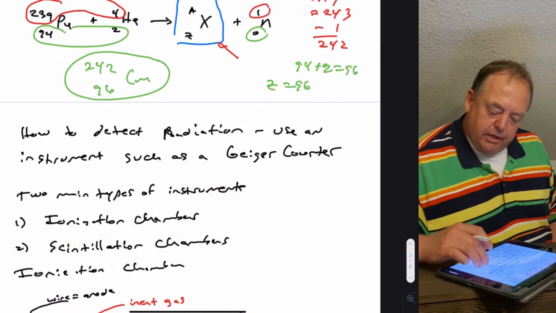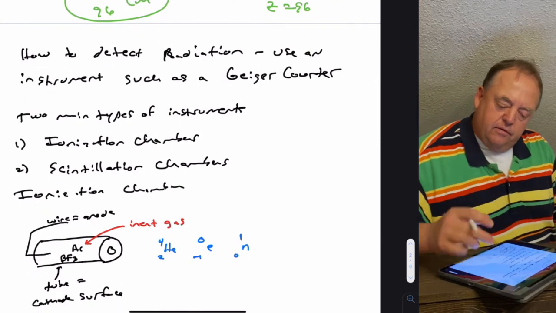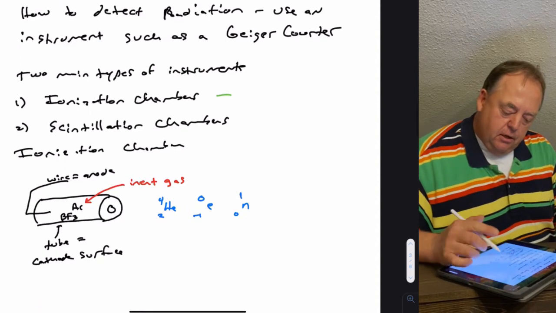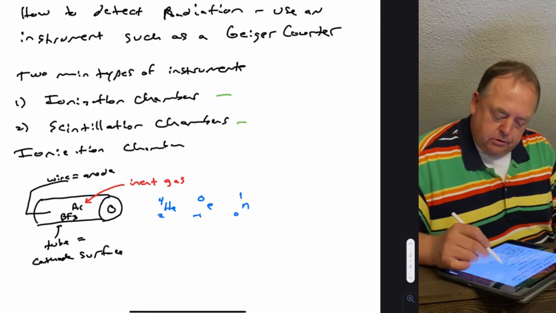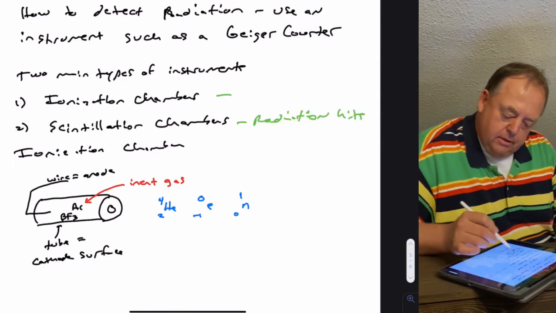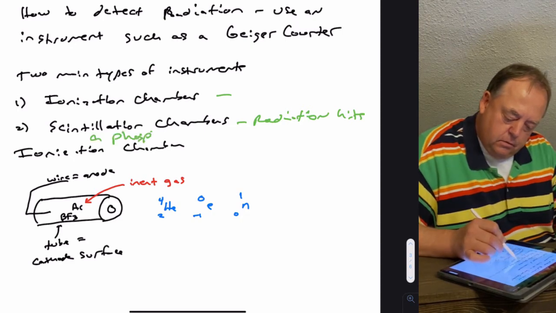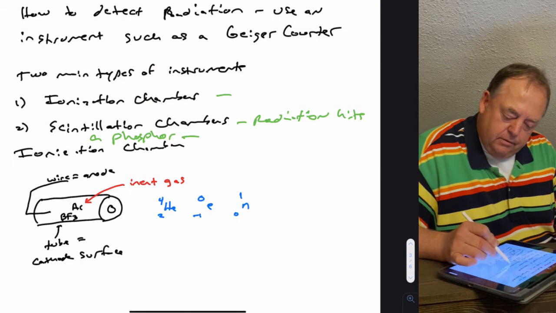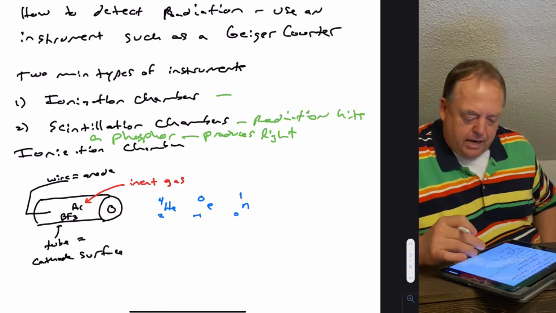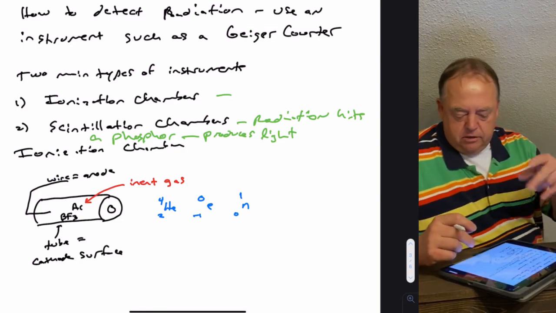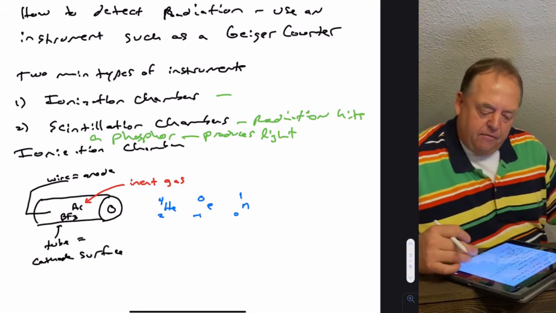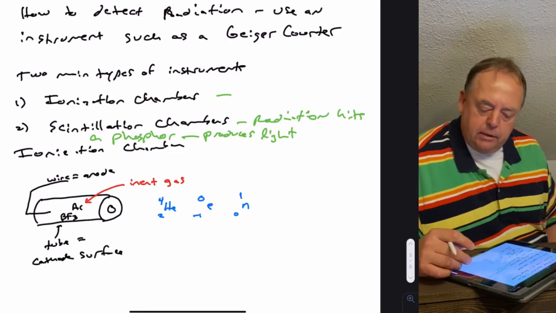Okay, so how do you detect radiation? So a couple of different types of instruments. One has what are known as ionization chambers, and one has what are known as scintillation chambers. So this radiation hits what's called a phosphor, and that's something that produces light. So we're not going to go into how those work, but basically the radiation comes into the instrument, hits the phosphor, and that phosphor gives off light every time a particle, alpha particle or a beta particle or a neutron or something like that hits it.